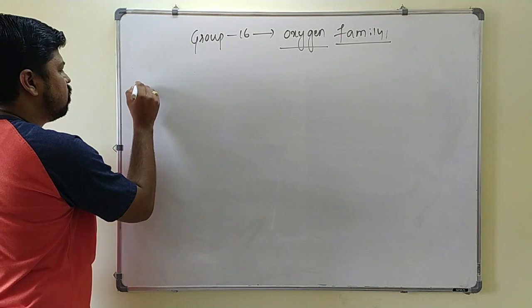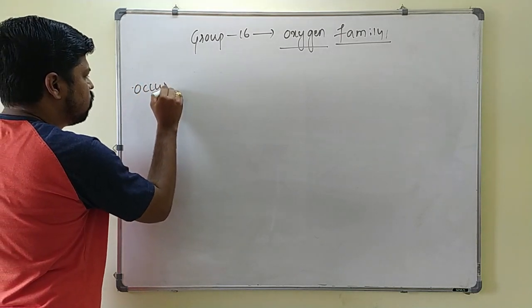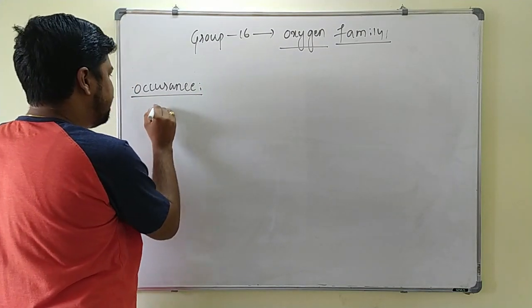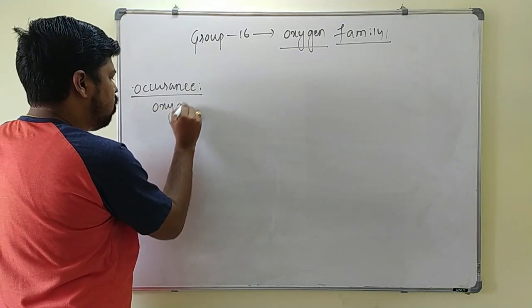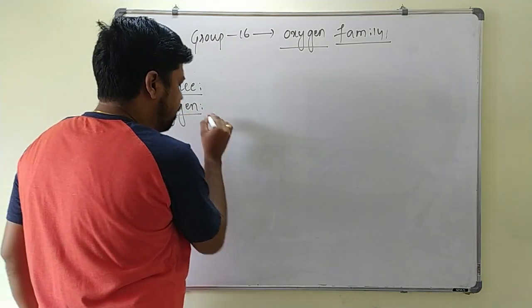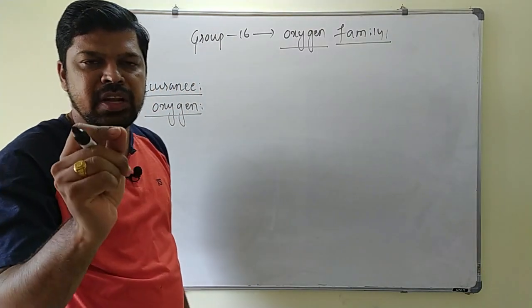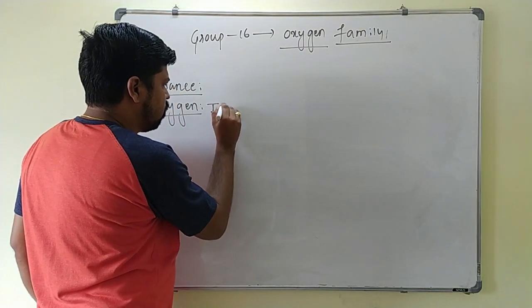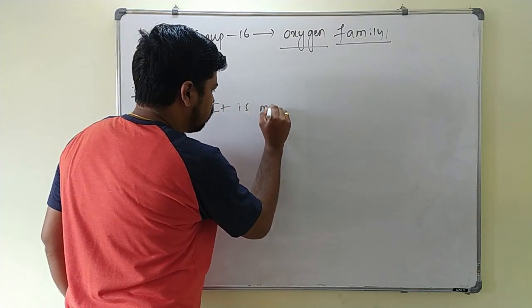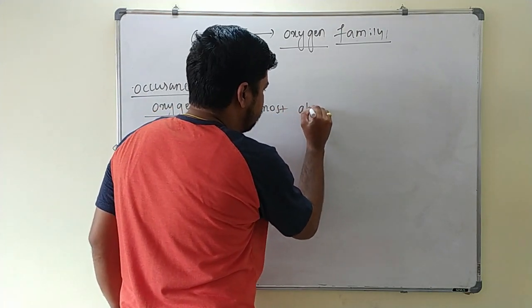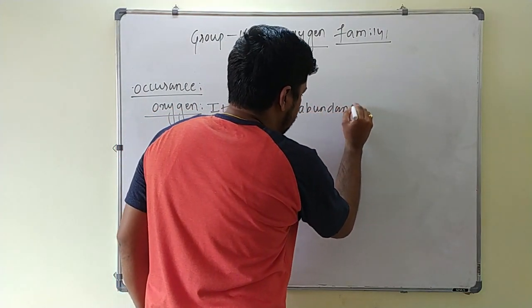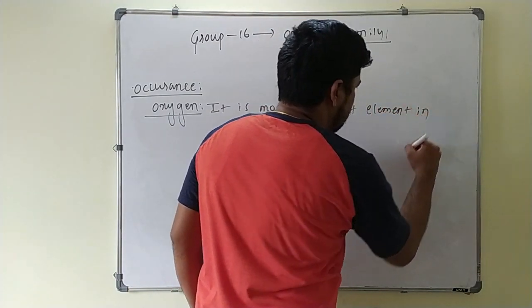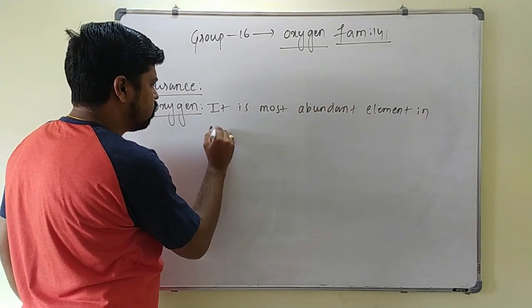Occurrence. First one we will write oxygen. So keep in mind, oxygen is the most abundant element in the earth crust here.